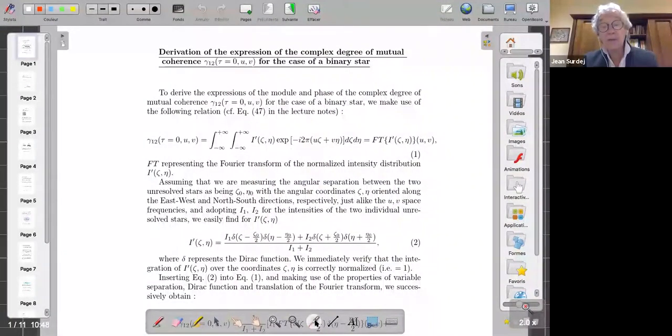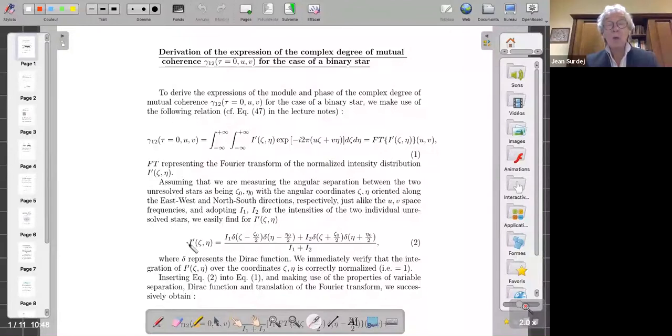What I propose here is just an application of what you've seen now, to derive the expression of the complex degree of mutual coherence for the case of a binary star, but a binary star which is not equally bright. So first of all, I remind you the expression here of the complex degree of mutual coherence, which is a Fourier transform, here you see Fourier transform of the normalized density distribution of the source. Well, here is a detailed Fourier transform written in terms of the variables zeta, eta.